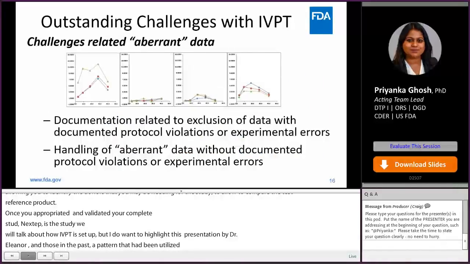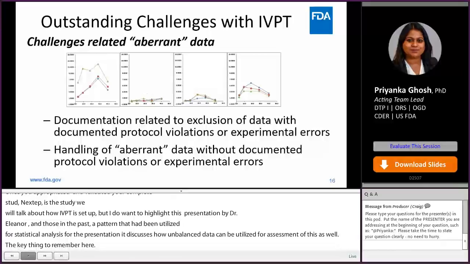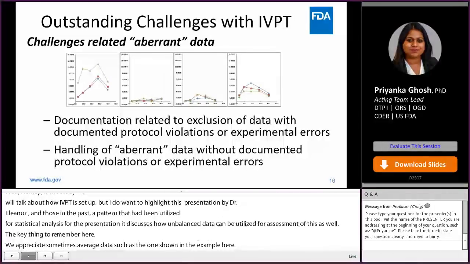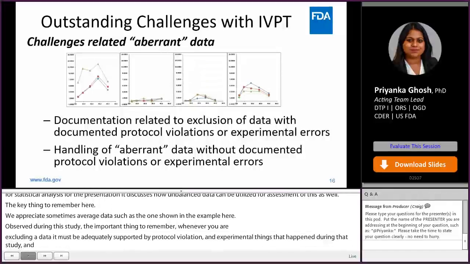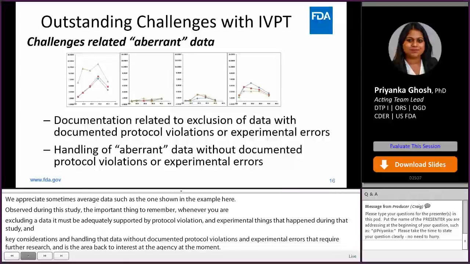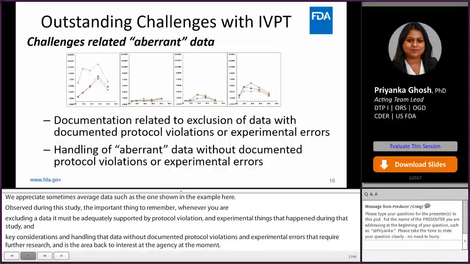And the key thing to remember here is, we appreciate that sometimes aberrant data, such as the one shown in the example here, is observed during an IVPT study. The important thing to remember here is, whenever you are excluding data, it must be adequately supported by protocol violations or experimental errors that happened during the conduct of the study. And we acknowledge that there are some key considerations related to handling of aberrant data without documented protocol violations and experimental errors that require further research, and is an area of active interest for the agency at the moment. However, the key thing to remember for the pivotal studies is to control your entire IVPT setup to minimize loss of data during the conduct of the study, and also to ensure that the variability is as low as possible from the methodologies that you utilize to conduct the study.